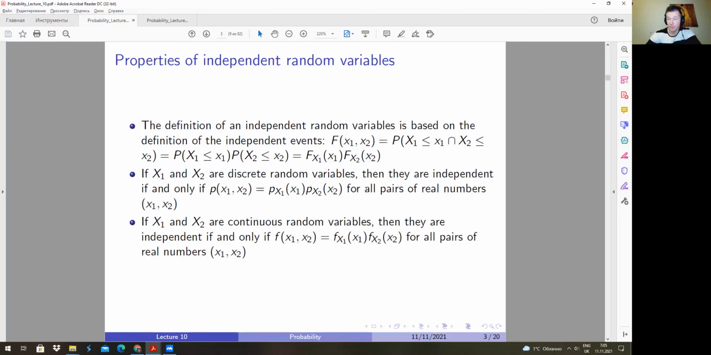And what is important here is that this condition must hold for all pairs of real numbers x1 and x2. So if you are able to find at least one pair for which this or this equality does not hold, then two random variables are not independent. If for all pairs of x's we have this, then they are independent.